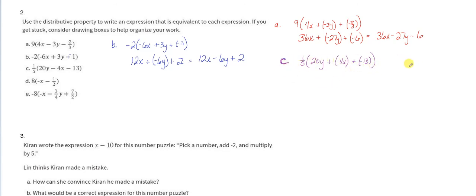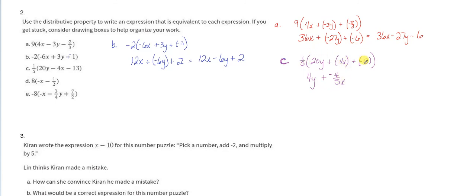I'm taking a fifth of all these. So a fifth of 20, 1/5 times 20. If you take 20 and divide it by 5, you get 4. So 4y plus a fifth times negative 4x. If you take 4 and divide by 5, you just get 4/5. So that comes out to be negative, because positive times a negative. And of course the x tags along in the multiplication.